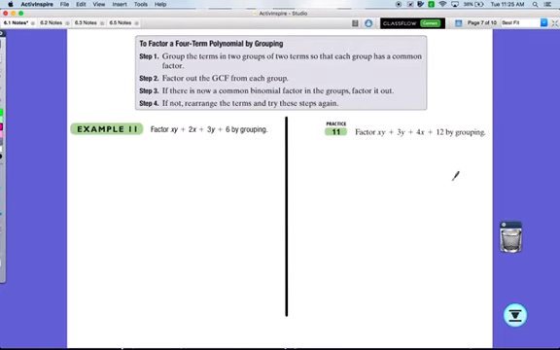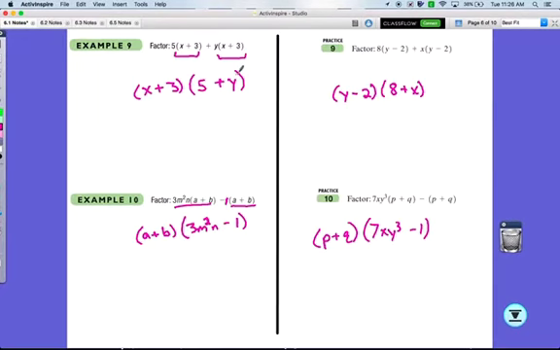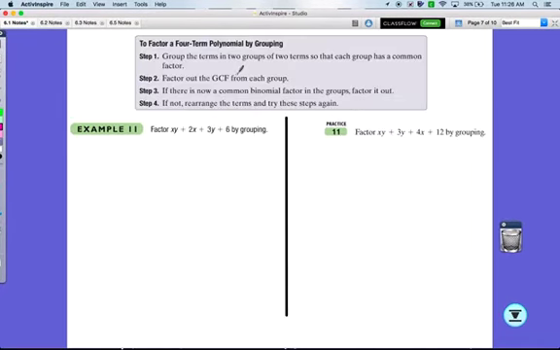And so that gives us factor by grouping. All right, and usually you're going to see this if you've got 4 terms. Factor by grouping, you're going to group the terms into 2 groups so that they each have a common factor. Factor out the GCF from each group. If there's now a common binomial factor, like we saw in the previous examples, a parentheses that's in common, we can take it, and if not, we can rearrange and try these steps again.